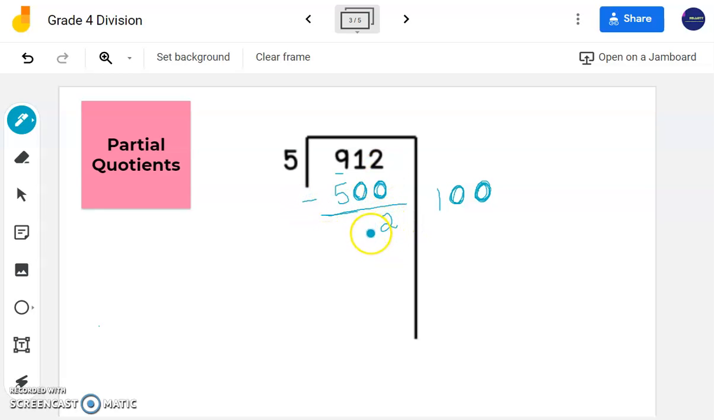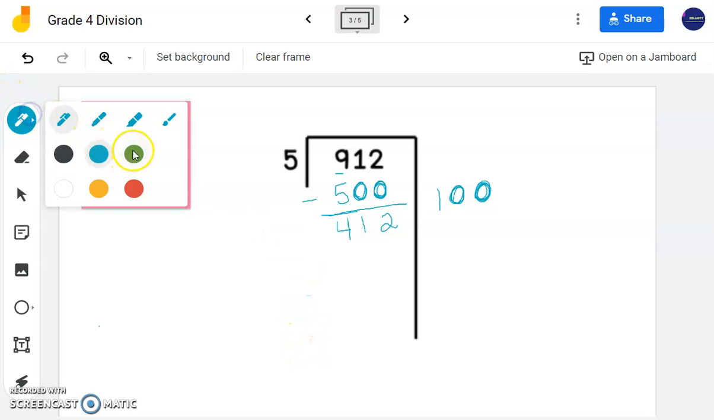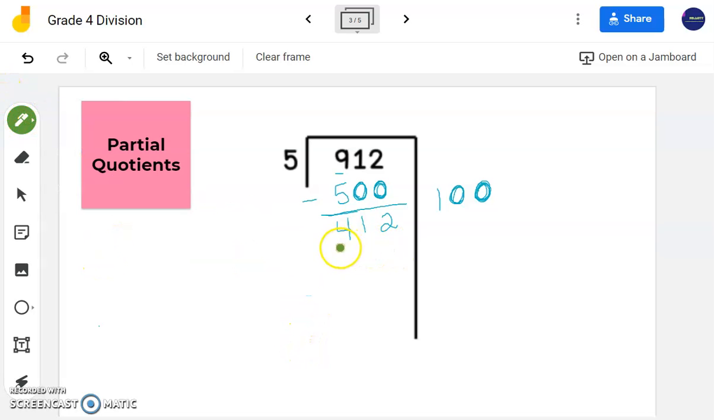2 minus 0 is 2, 1 minus 0 is 1, and 9 minus 5 is 4. So we get 412. Now we're on part 2. So part 2 is going to look at the first 2 digits now. So 5 times some number is going to get me close to or exactly to 41. So 5 times 8 happens to be 40. That's wonderful. That's really close to 41.